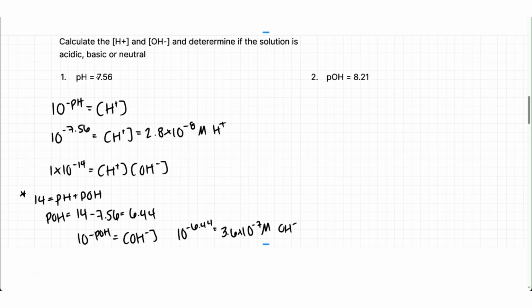We can look at the pH, and because it's above 7, the solution will be basic. You can also look at your concentration of H plus and OH minus ions, and negative 7 will be a larger value than negative 8 for the exponents. So because you have more OH minus than H plus, the solution will be basic.